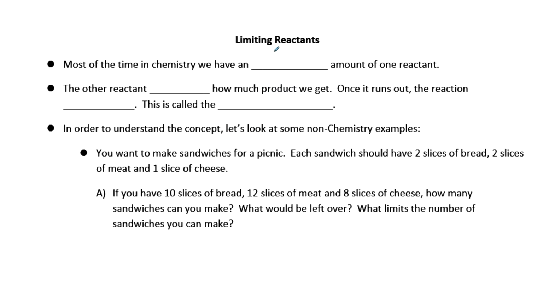So most of the time in chemistry, we have an excess amount of one reactant, which just simply means that there's too much of it, and after the reaction's over, that excess amount is just left over. It's sitting there unreacted. Okay, the other reactant limits how much product we get. Once it runs out, the reaction stops, and we call this one the limiting reactant.